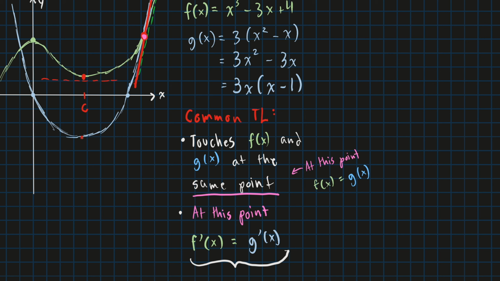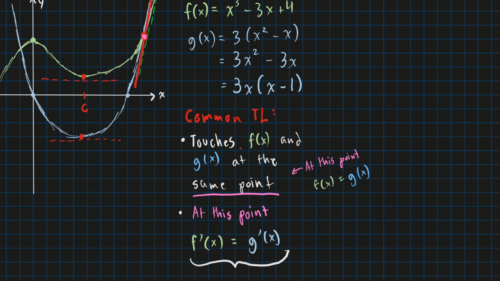Take the derivative for g of x. Notice, it looks like the same slope. But are these the same line? No. And why is that? Because it doesn't touch f of x and g of x at the same point. That's why this first criterion is important.